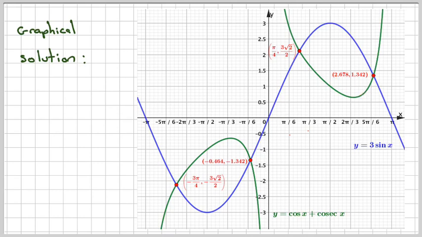Okay, this has been a video to show you how to solve a difficult trig equation using the reciprocal function and the Pythagorean relationship. I hope you've understood, and I thank you very much for watching.